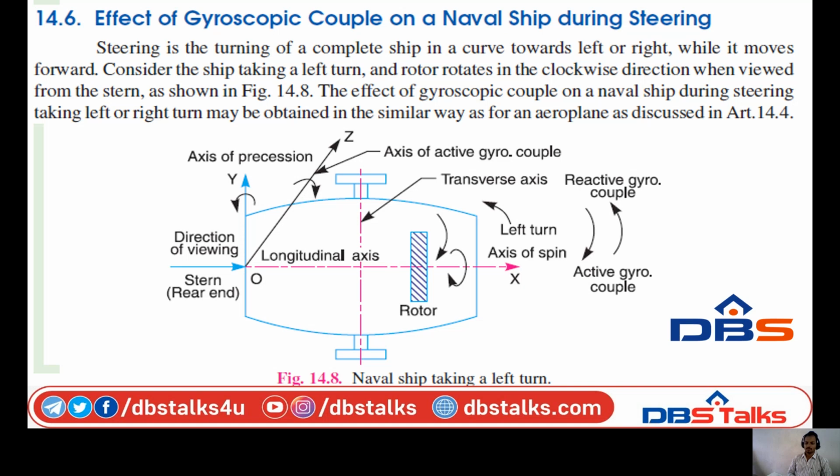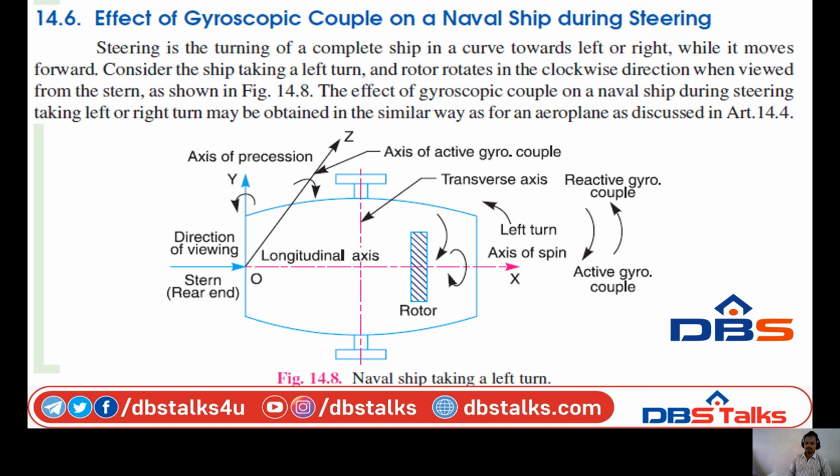Here also, the complete ship is curved with a mechanical element called steering. When the steering is moved forward, we have to take a left turn. The rotor rotates in the clockwise direction when viewed from the stern. Here it is the top view of a naval ship.